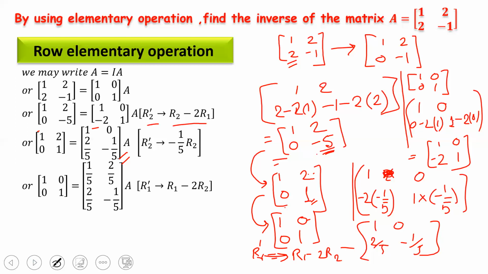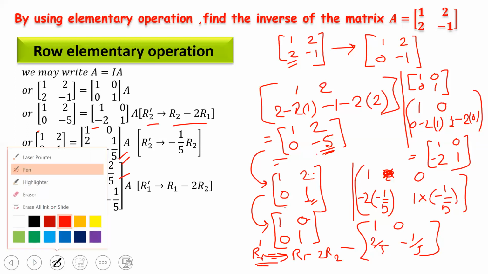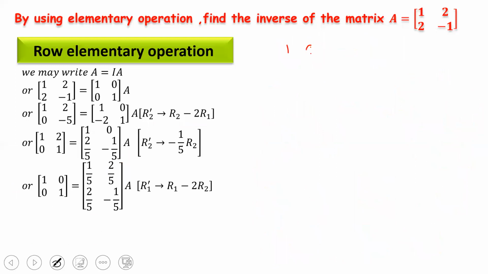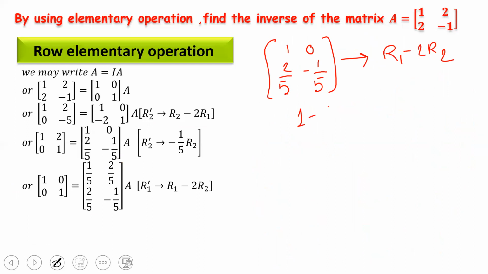So if we apply this one, we will find the first row is given by 1 upon 5, 2 upon 5, 2 upon 5 minus 1 upon 5. Just apply this one. Let me show you. 1 0 2 by 5 minus 1 upon 5. This matrix is given. You have to apply this operation R1 minus 2 R2. So R1 is 1 minus 2 into R2, R1 is 0 minus 2 into R2. And this row will remain the same.